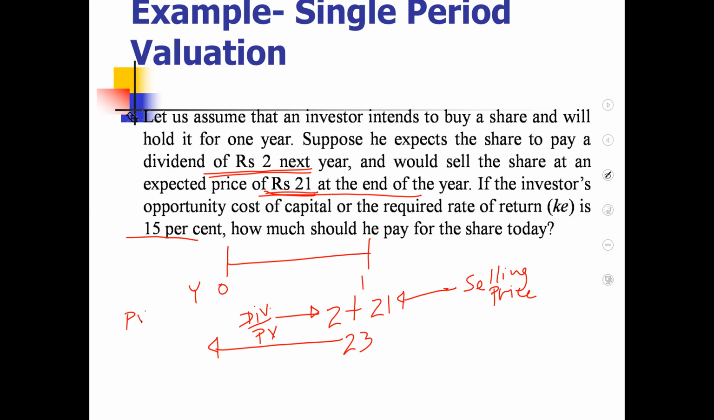Then present value equals 23 divided by 1 plus R. R has been given as 15%, 0.15. N means 1, just holding for 1 year. Then you can get the answer. The answer will be, you just calculate, rupees 20. Just check whether my answer is correct or wrong. I think you got the idea here.